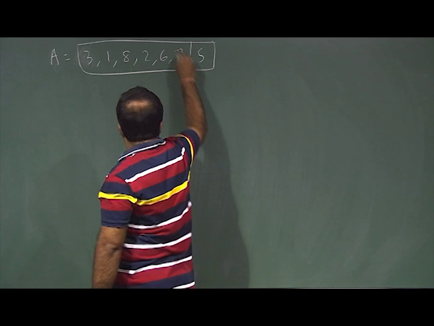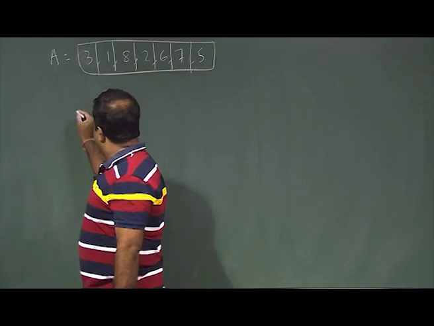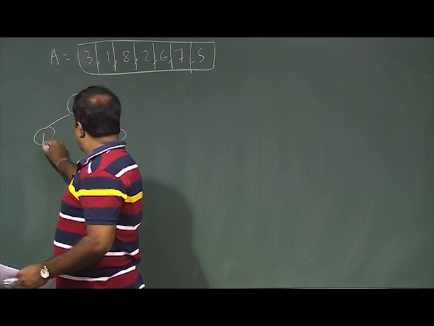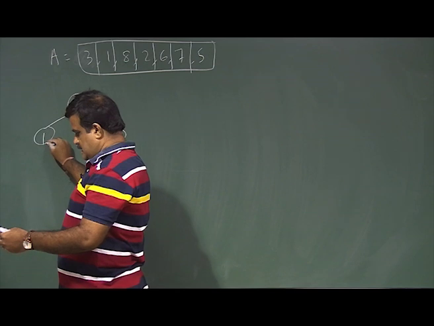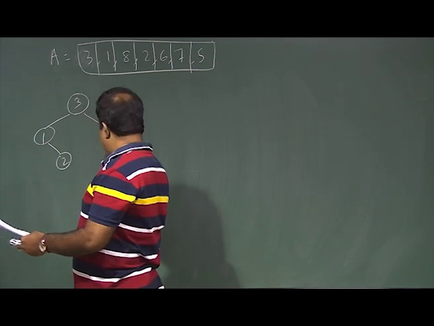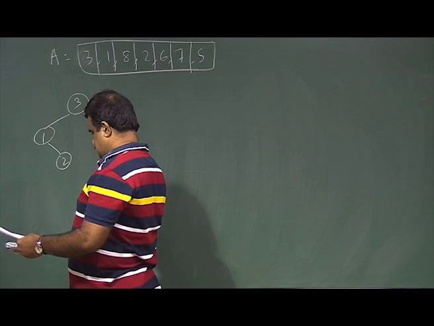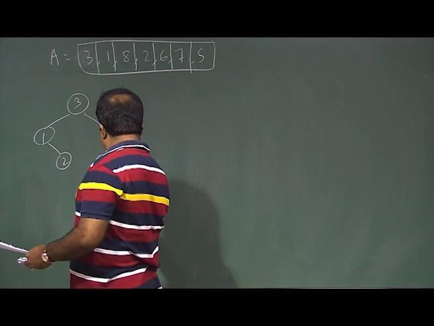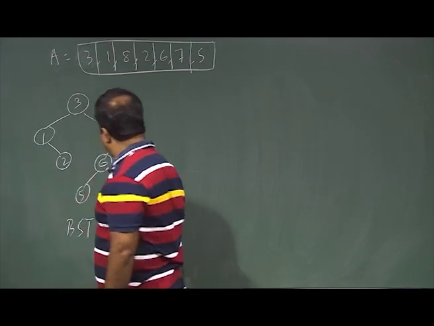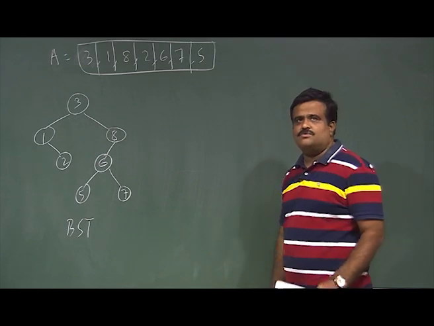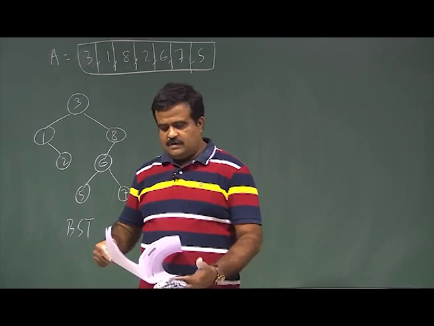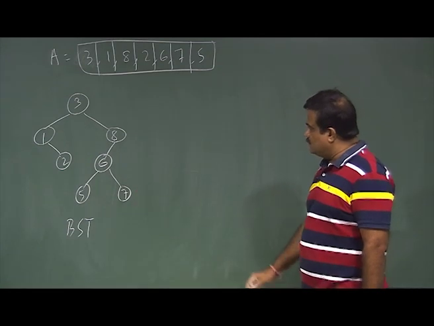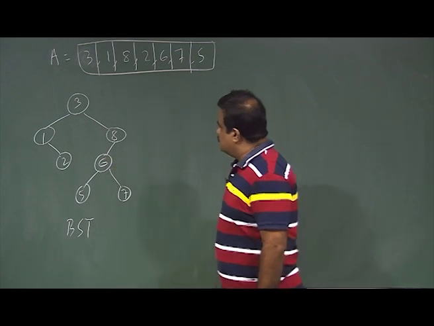This is our given input, and in BST sort we form the tree: 3, then 1, then 8, then here 2, here 6, and then 5 and 7. So, this is the binary search tree, and then we do the in order traversal to have the sorted array. Okay, so, this is the BST sort.